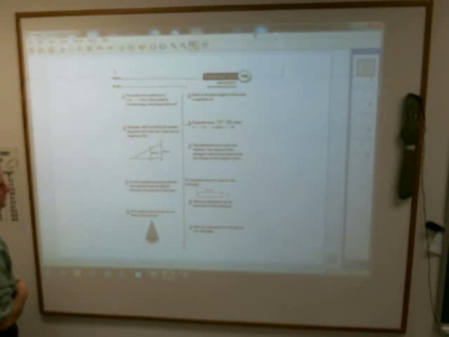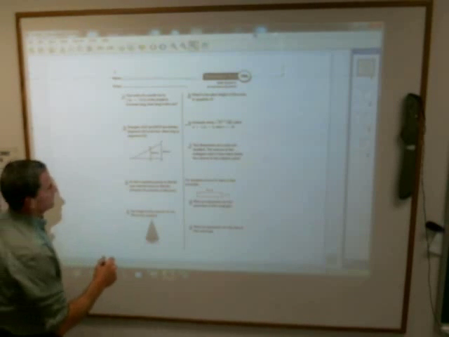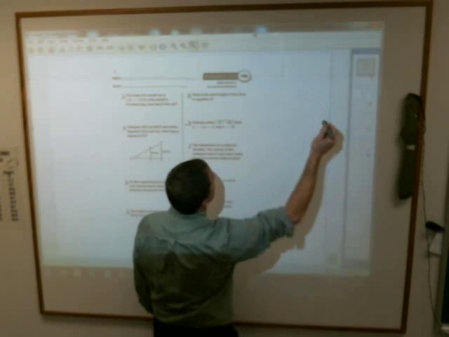Hammer. Now I can really move things along. Which one? Number 3. What?